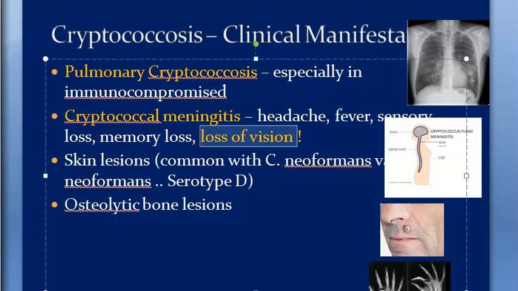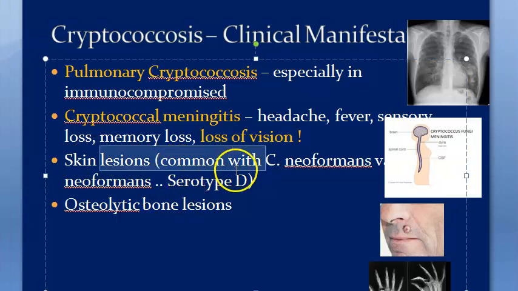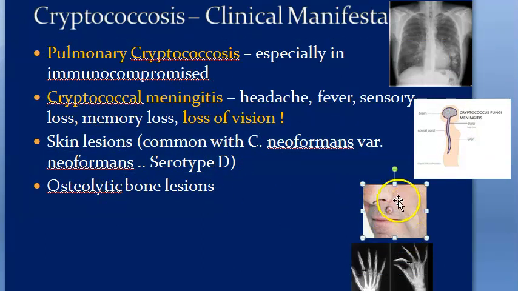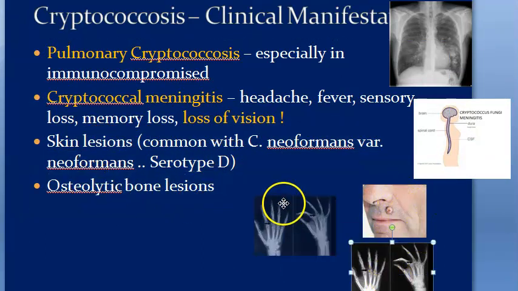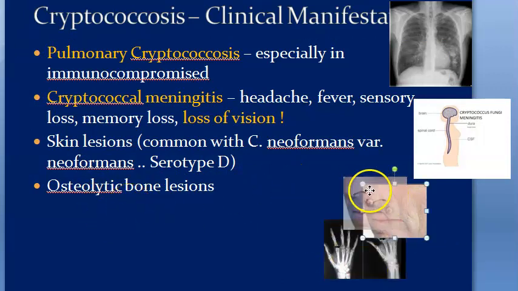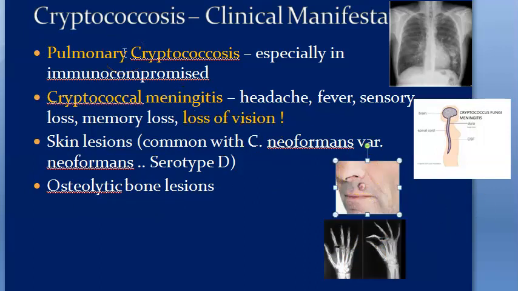Then skin lesions. Skin lesions are common, especially with serotype D, the Cryptococcus neoformans variety neoformans. In that there is more skin lesion, as shown here. Then osteolytic bone lesions can happen because of cryptococcosis. So remember what all are affected in cryptococcosis: the lung, then the CSF, obviously the meninges, then skin, and then the bones can be affected. Till now we never saw why bones; they didn't explain the bones. However, yes, the bones can get affected. Moving on.